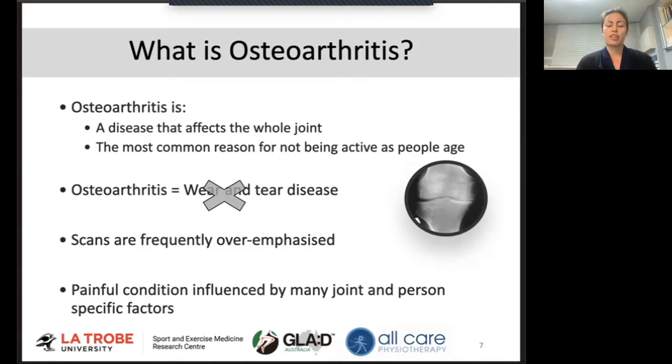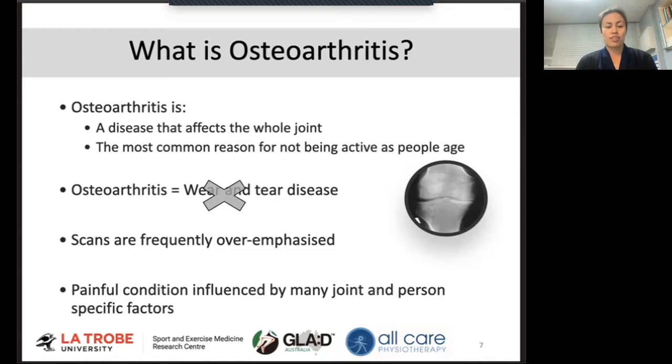Osteoarthritis is often described as a wear and tear disease. This description should be avoided since it leads many people to think that they cannot and should not be physically active. As I said before, this is wrong because cartilage needs moderate and appropriate load through physical activity to actually regenerate itself and keep itself healthy.